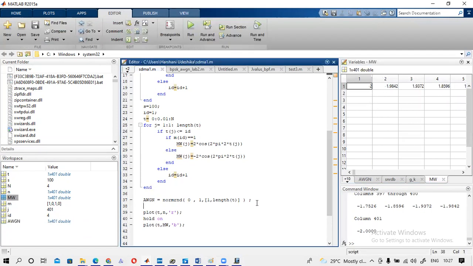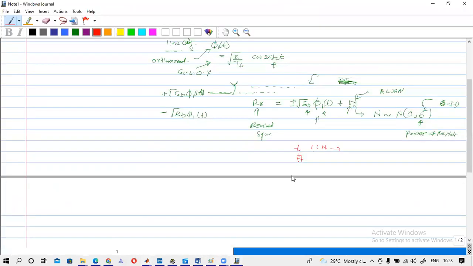So if I add these together, these values are related with our signal. If I add MW, the modulated waveform, which will be our transmitted signal, plus we have to add AWGN, the noise. I have written this one here. So this will be MW.